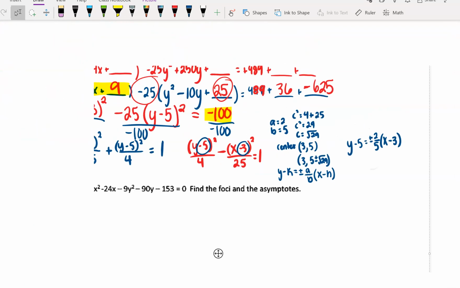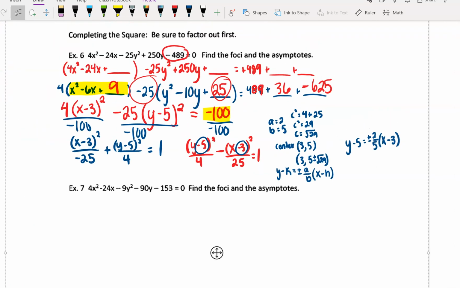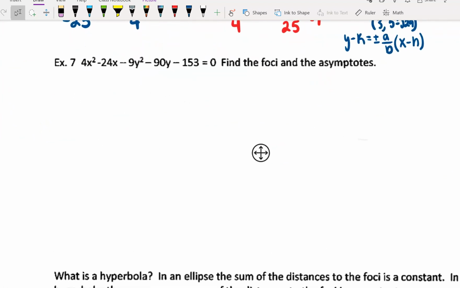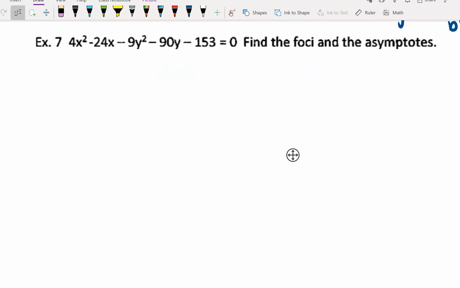And that was a doozy, but I think that is it for that problem. And now we can move on to our last one. Well, kind of our last one. All right, so the same idea applies. We are going to regroup everything and then complete the square.